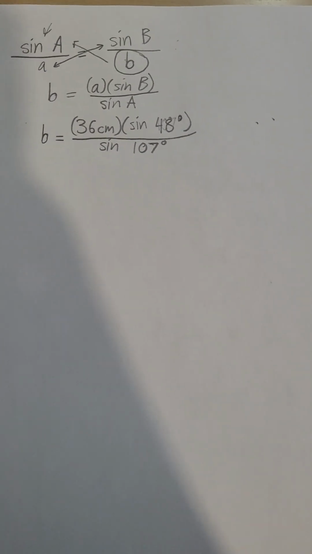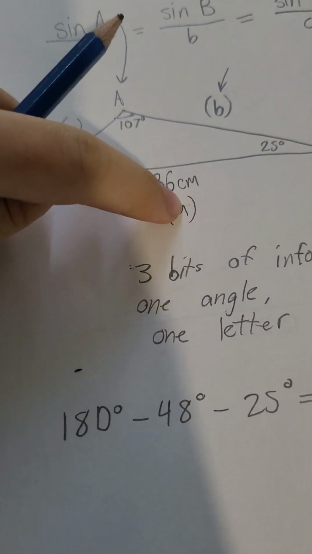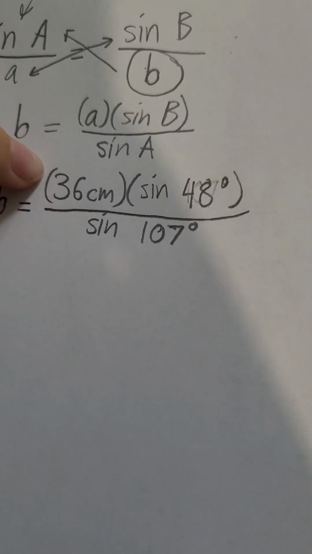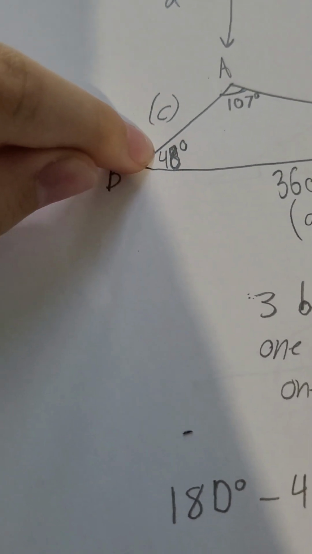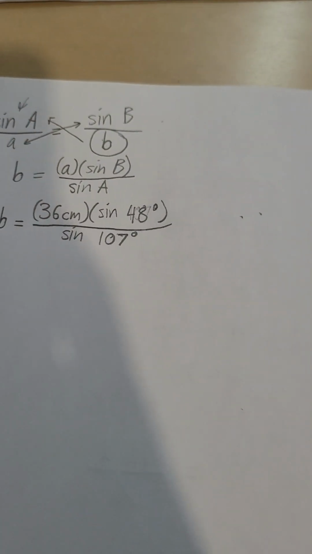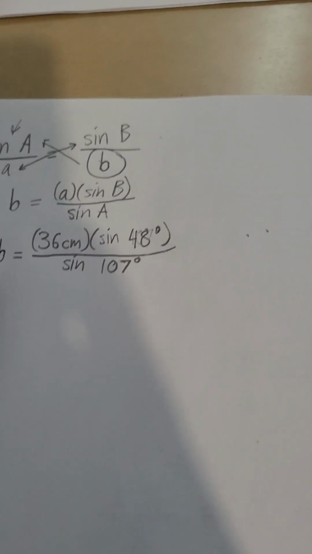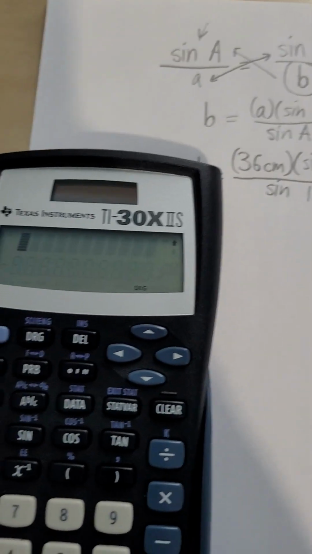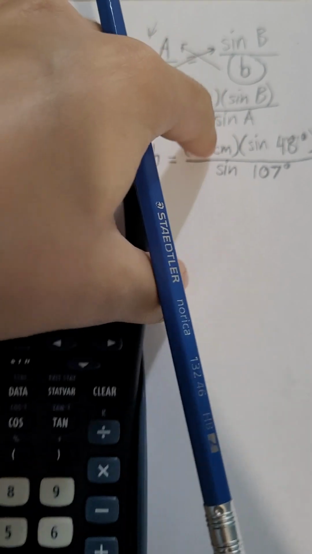So anyways, we're back to here, and we've subbed in the values. You see we have this A as 36 over here. The sine of B, 48, is over here. The sine of A, 107, is over here. And what you do from this point is you just enter it into your calculator. As simple as that. And I will do that off screen and try not to make a part 3.